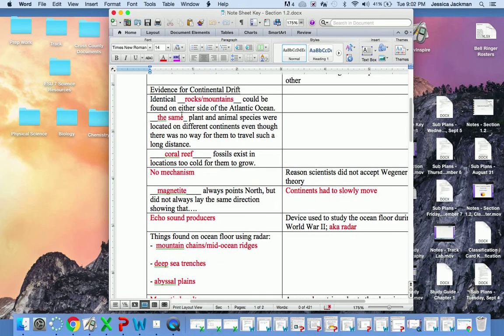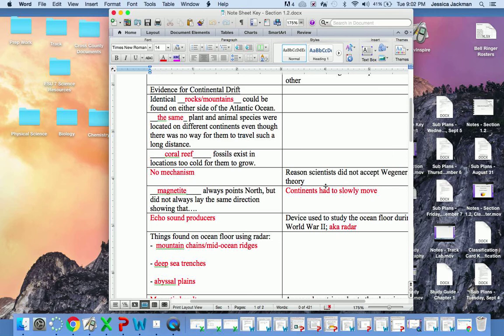Next blank: the same plant and animal species were located on different continents, even though there was no way for them to travel such a long distance. Coral reef fossils exist in locations too cold for them to grow. And the reason that scientists did not accept Wegener's theory is that there's no mechanism. What we mean is there's no reason why. He couldn't explain why these things were happening. He could just say they did.